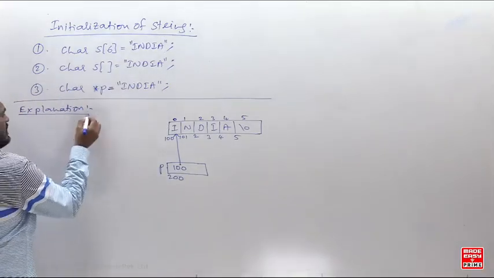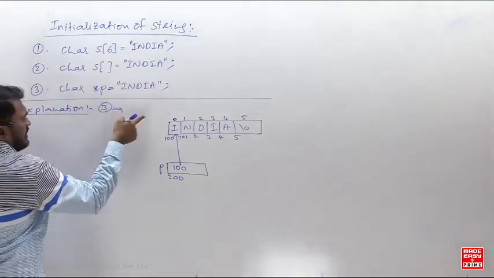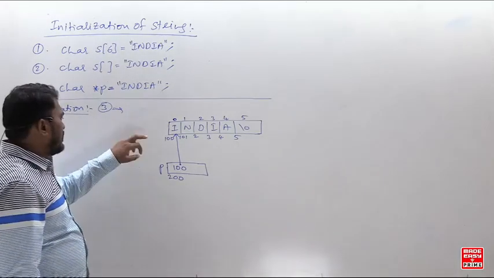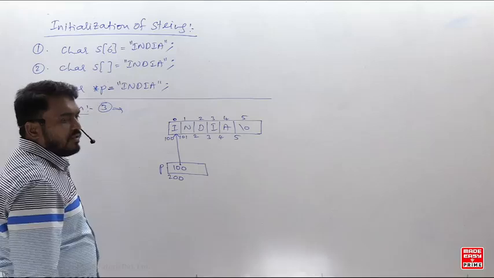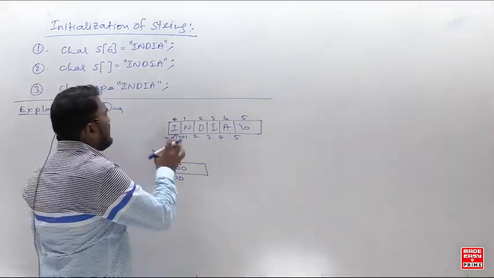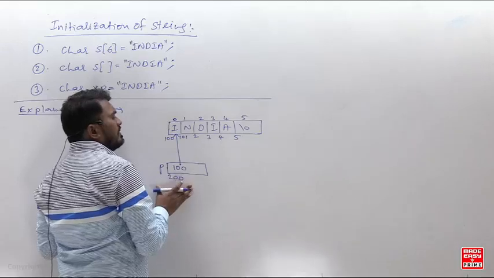So note down the third explanation, you may copy the next one. In the third explanation, you continue this. You are requesting the compiler to allocate the memory for the string India, and the base address of this will be stored in the pointer variable p.